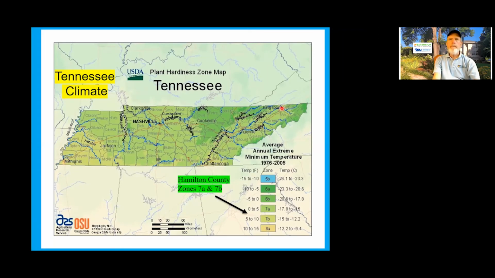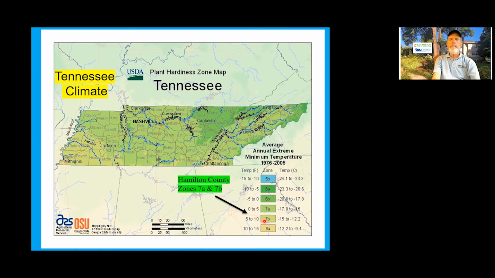Here's a nice little map of the Tennessee climate. When we go to the garden centers, we might look at our plant tags, and we'll notice that sometimes they're labeled with the plant hardiness zones. Plant hardiness zones are basically this down here, and there are a few more, but ours is basically 7A and 7B. That means our average extreme minimum temperature, and 7A is the cooler part. That's probably the Signal Mountain, Lookout Mountain area. It gets down to 0 to 5.